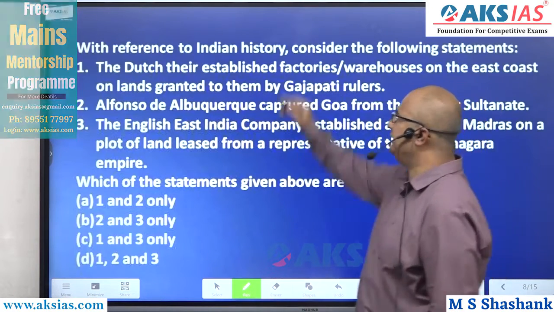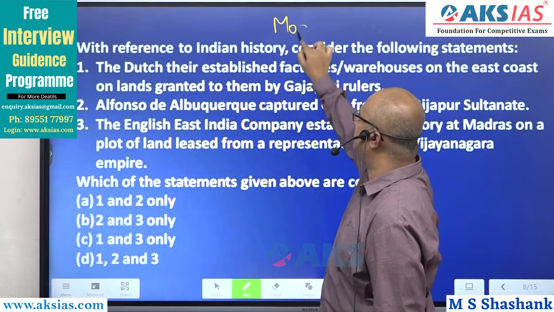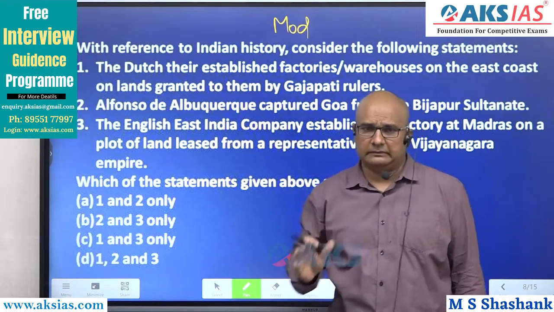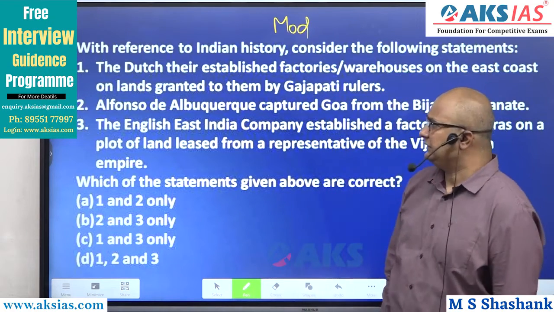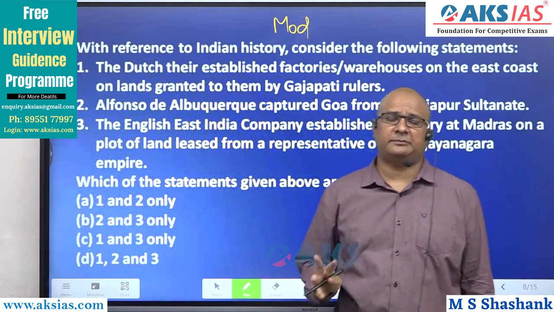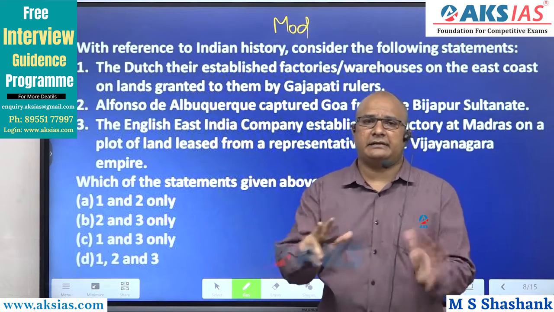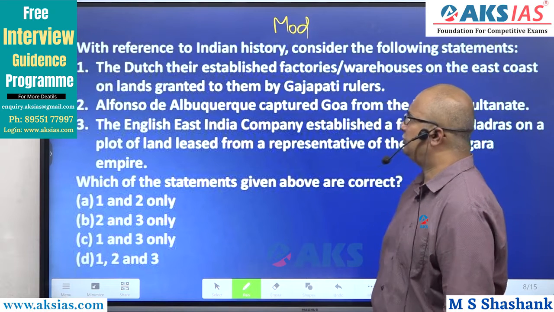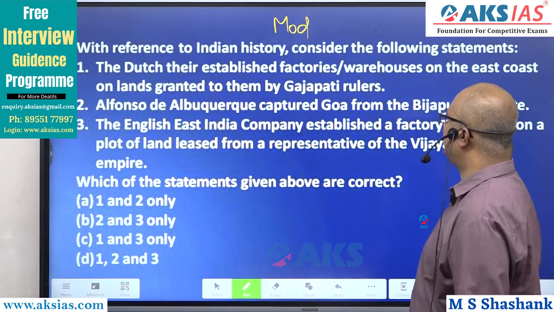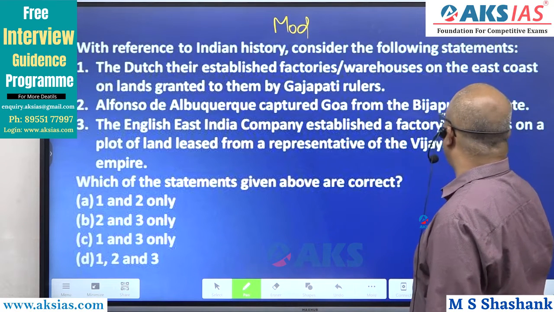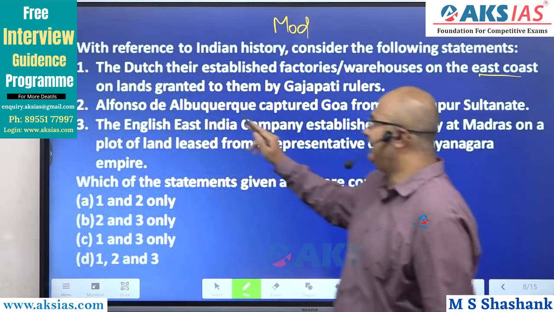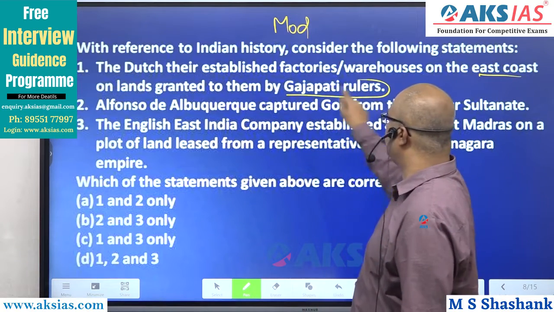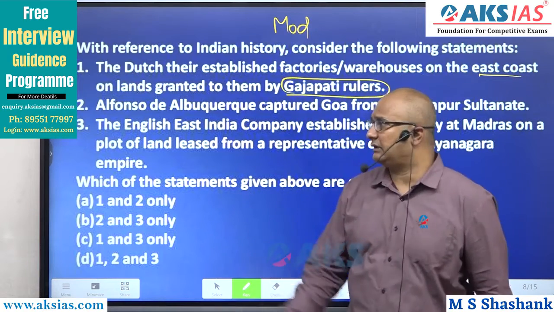Next, modern India. An easy question. Not easy completely, but you can definitely answer. Three statements have been given. All the three statements are related to the foreign trading companies that had come to India for trade. Let us see them. The Dutch established their factories or warehouses on the east coast on lands granted to them by Gajapati rulers. Not correct.